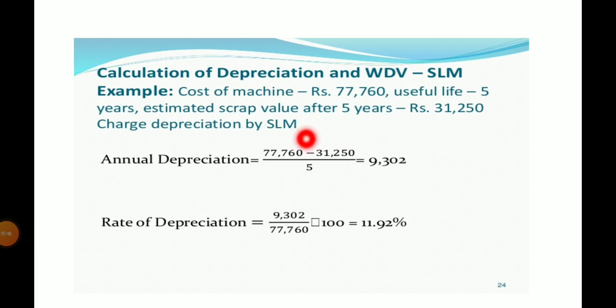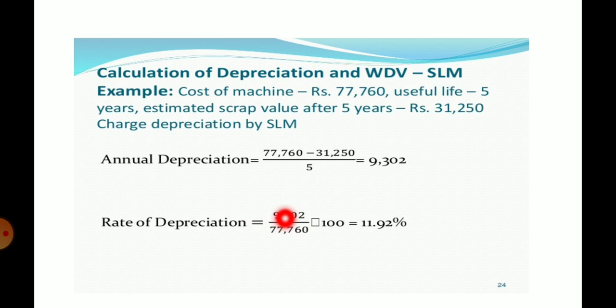So in an example, the cost of machinery is 77,760, useful life is 5 years, and scrap value after 5 years is 31,250. You have to charge depreciation by the SLM method, straight line method. Annual depreciation is original cost less scrap value divided by useful life. Okay, so this amount will be charged every year as depreciation.